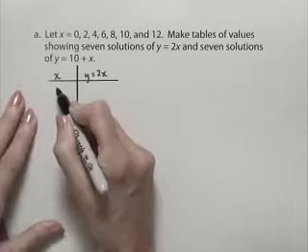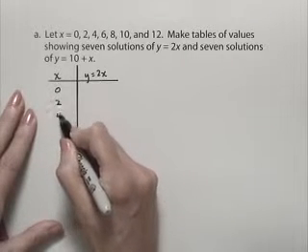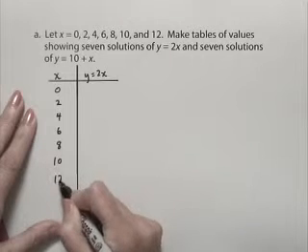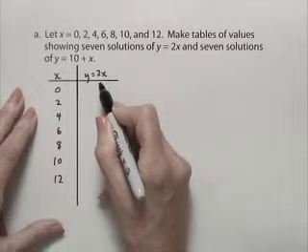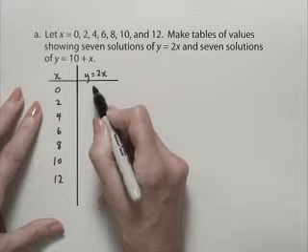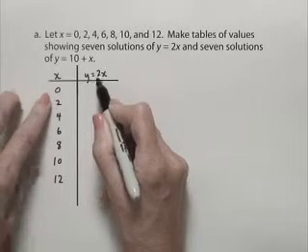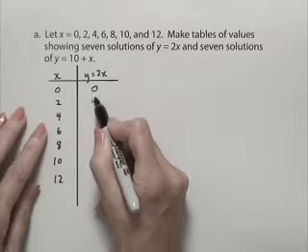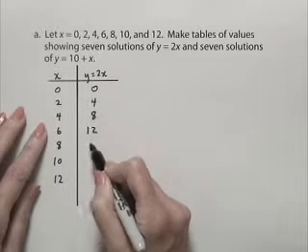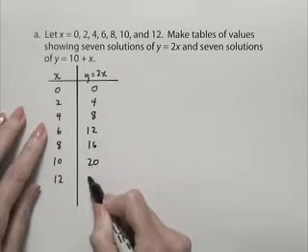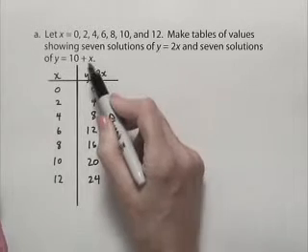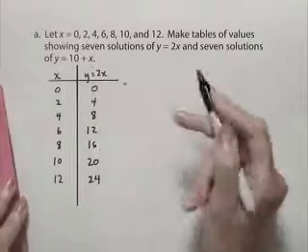We have our x values of 0, 2, 4, 6, 8, 10, and 12, where we're just doubling our x values to come up with our y value. So y will be 2 times 0 in our first row, and then we'll have 4, 8, 12, 16, 20, and 24.